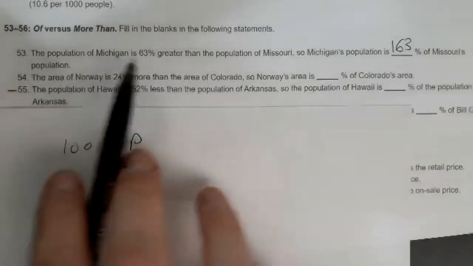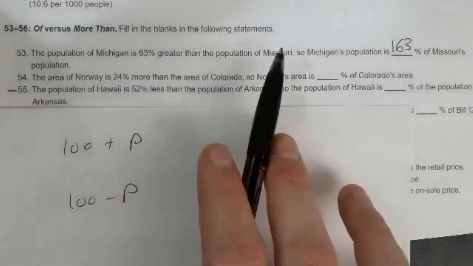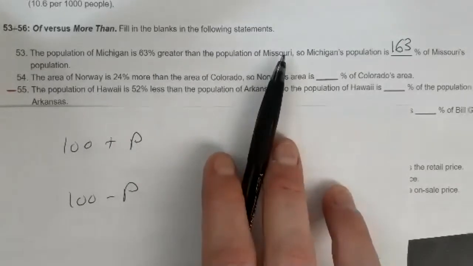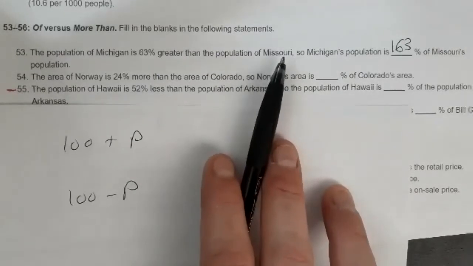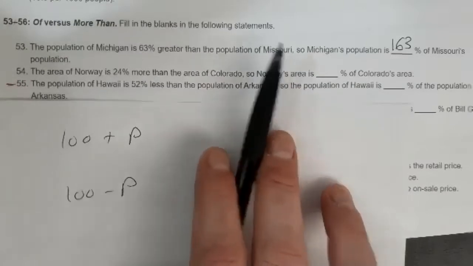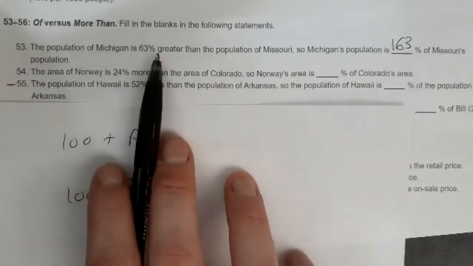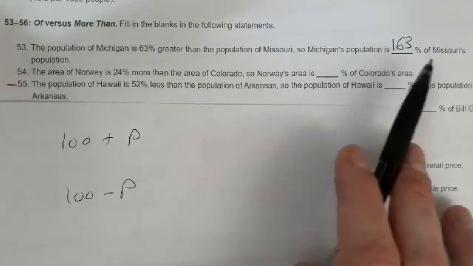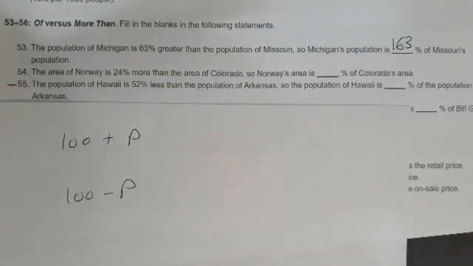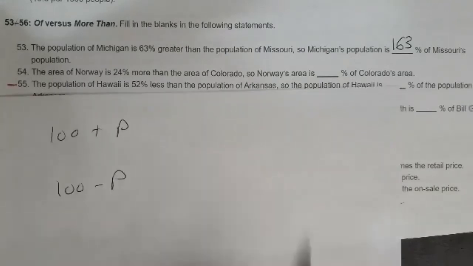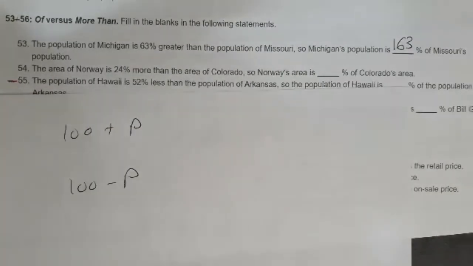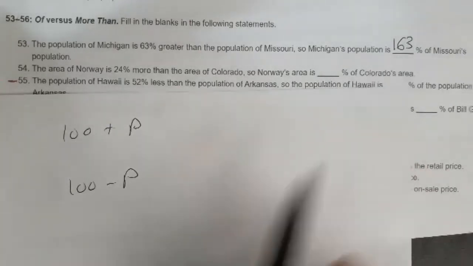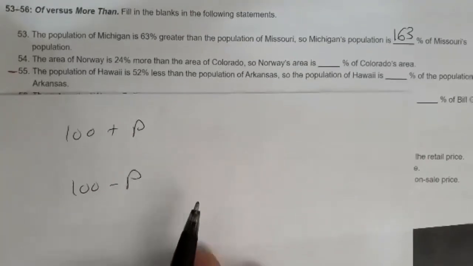All right. So 53 is like we're taking Michigan is 63% greater than Missouri. So to get it 63% greater, essentially what we're doing is we're taking 100% of Missouri and we're adding another 63% of Missouri to get a whole total of 163% of Missouri. Does that make a little sense, hopefully? But we have to take one of this and add it back to the 63, right? And this is how we're getting this 163.